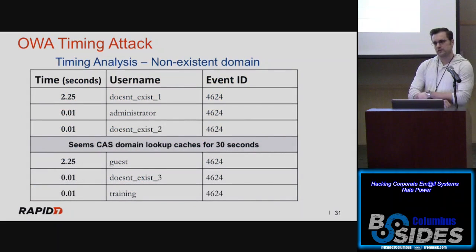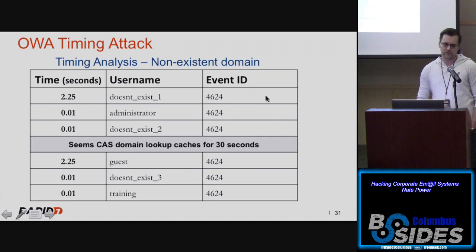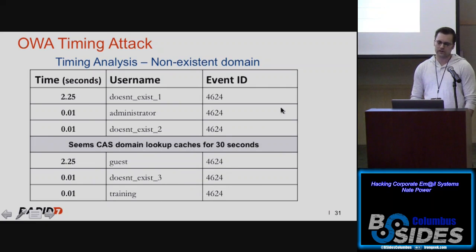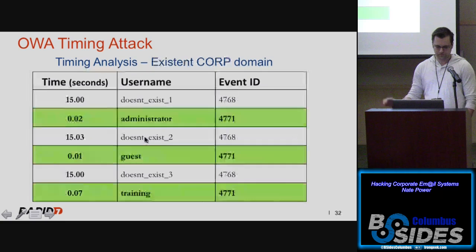Okay, doing timing analysis on non-existent domains. I just wanted to show you guys the pattern here, what I see. If the domain isn't right and we're sending this authentication request, the very first authentication request is going to come back in 2 to 3 seconds. But then every authentication request after that, and it seems like for 30 seconds, they all come back underneath 1 second. Then you see the 2 to 3 second request again. Then every request after that is underneath 1 second. I believe there's caching being done here on non-existent domains, but this is just good information to know. It's not really going to help us with our hacking.